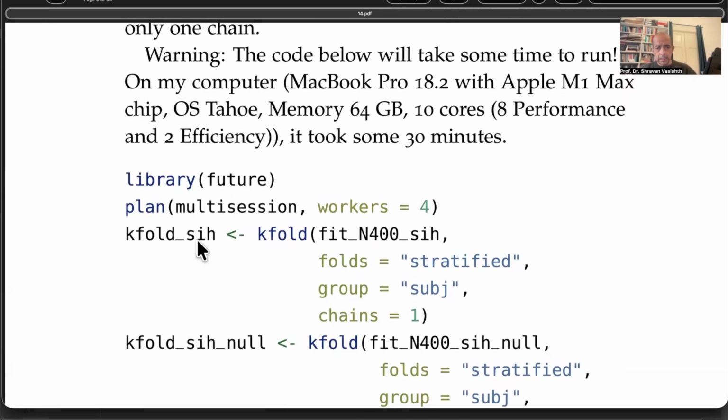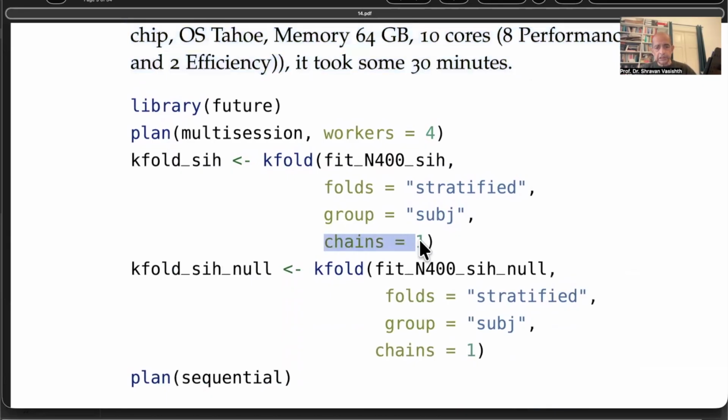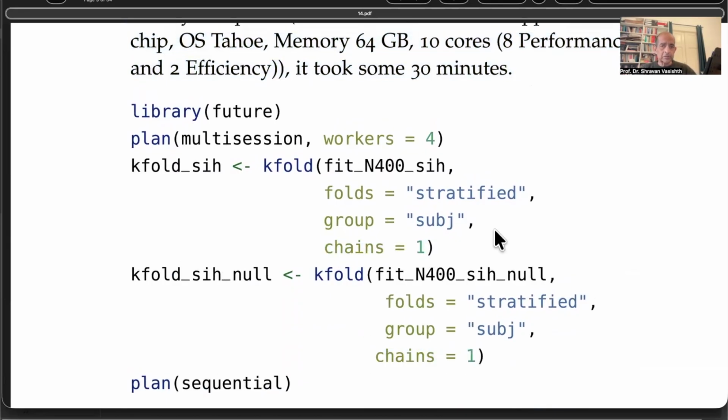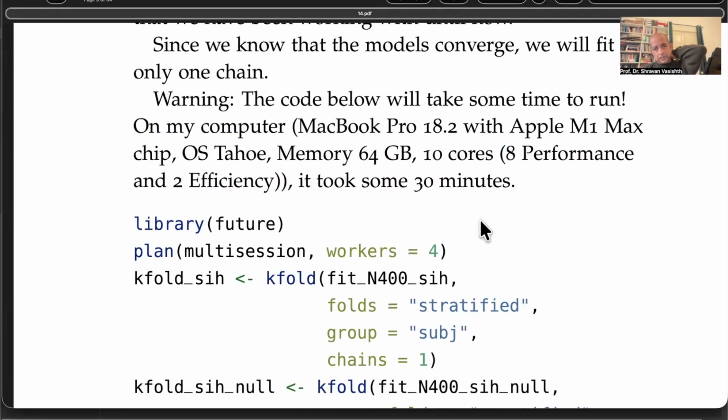Oh, actually, I'm wrong about this. So this 30 minutes that it took happened when I ran 4 chains. Okay, these were 4 chains, and that's why it took 30 minutes. With one chain, it's going to be much faster. Okay, so you can scratch this comment from me.